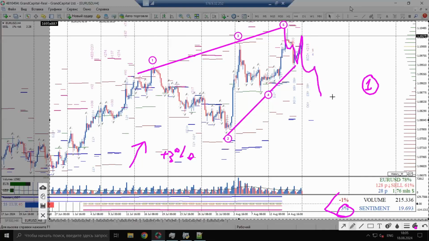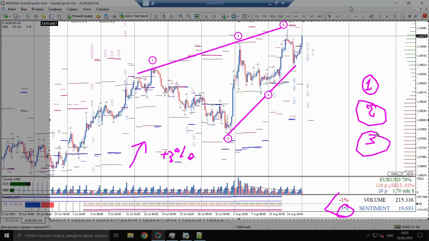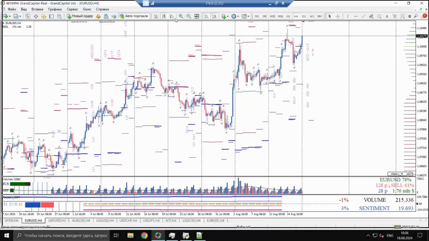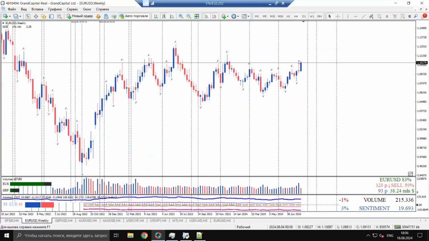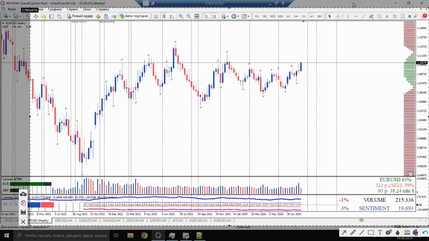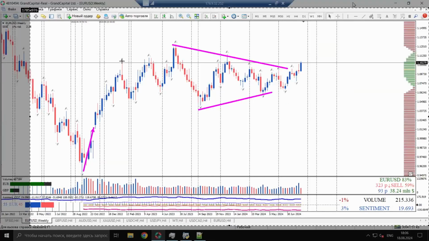Now, a few questions. The first question is whether the corrective decline has ended and growth has begun, or whether the corrective decline will continue. The second question is, where is our strategic target level? And the third question is, if the correction continues, where is the level from which we can consider buying? So let's start with the first question concerning the correction.